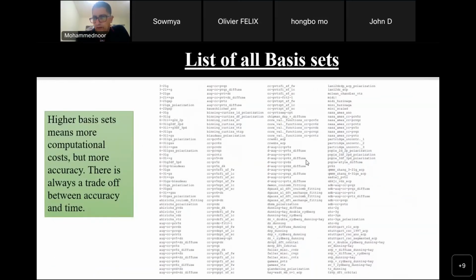This slide, I don't think it's visible, but it shows the type of basis set. There are hundreds of them, and those ones are well tested, so we don't need to test them again. As I said before, there is always a trade-off between accuracy and time.